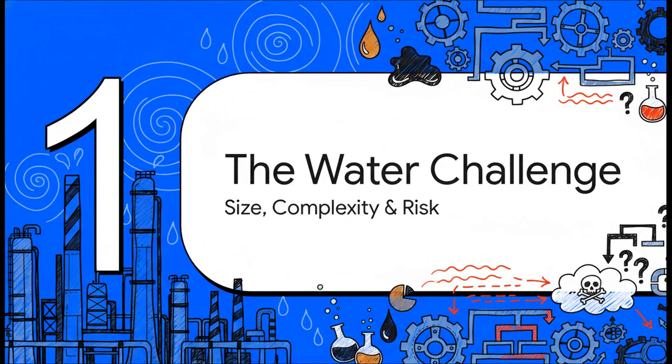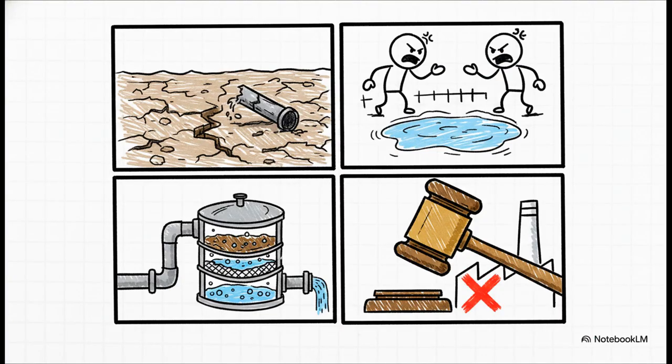Let's kick off with Section 1, the Refining Water Challenge: Size, Complexity, and Risk. When we look at a refinery, its overall water risk depends heavily on its sheer size and the immense complexity of its processes. Different types of crude oil inputs and specific product requirements need vastly different treatments, and that drastically changes the intensity of the facility's water usage.